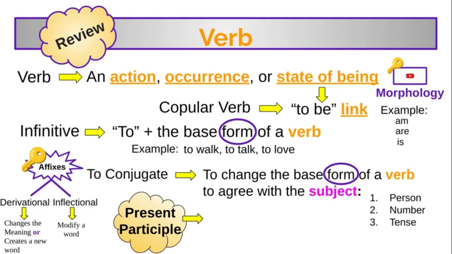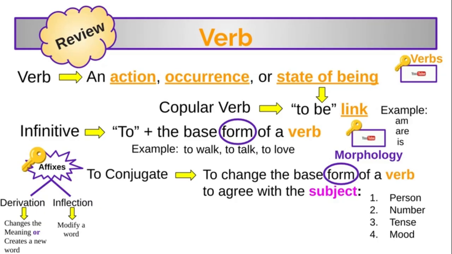Now, a present participle. A present participle is simply the base form of a verb plus an ing suffix. Example, here we have the base form of the infinitive to walk, walk. We're going to add the ing suffix, and we have now changed the form of this base verb into the present participle walking. Okay, walking, which of course is the modified form of our base verb.